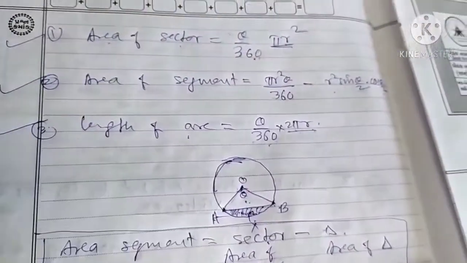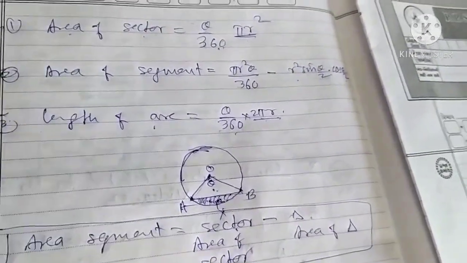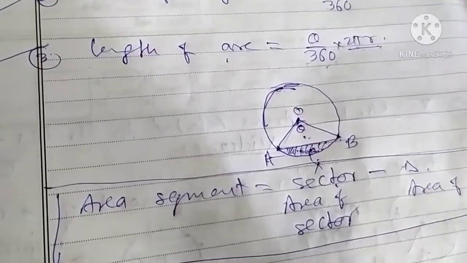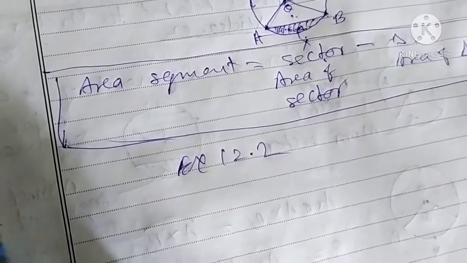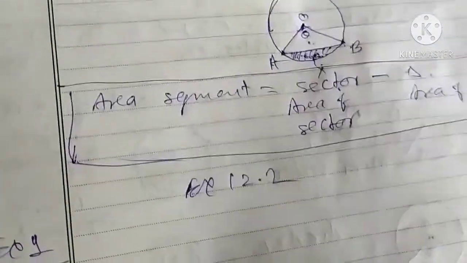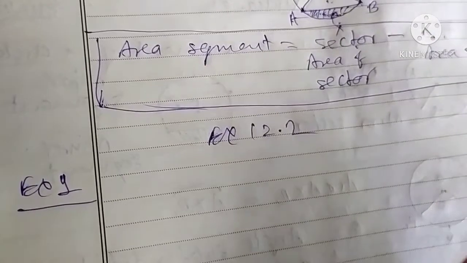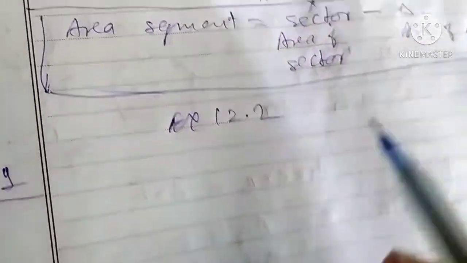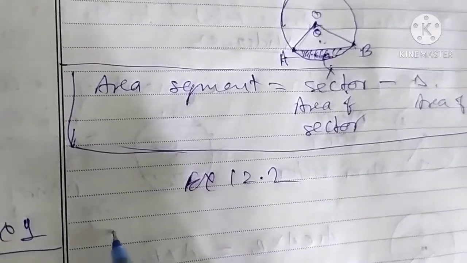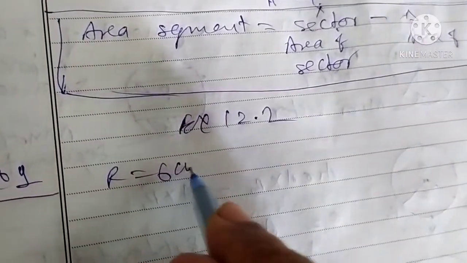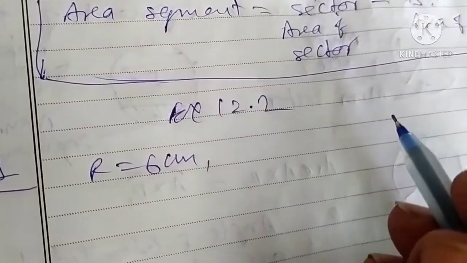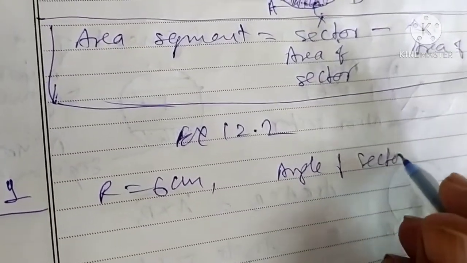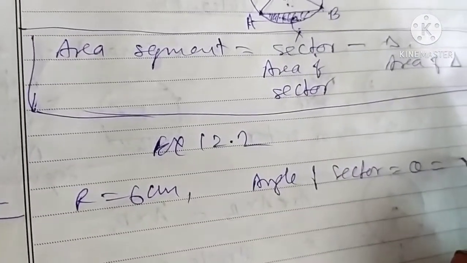Now let us take a simple example. I will take a very simple example to understand. Number 1, that is Exercise 12.2, Example 1. Find the area of a sector of a circle with radius 6 cm, if the angle of the sector is 60 degrees. You are given radius equal to 6 cm, and the angle of the sector means the angle subtended at the center, that is theta equal to 60 degrees.